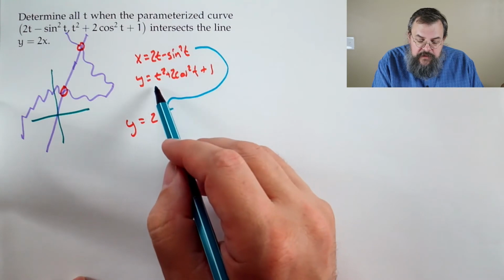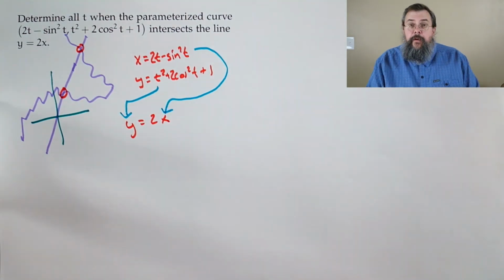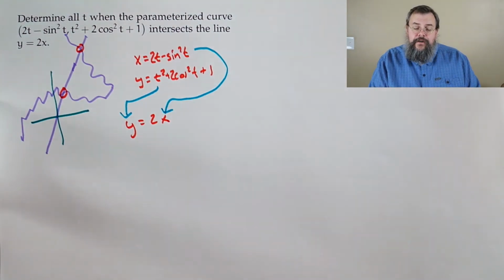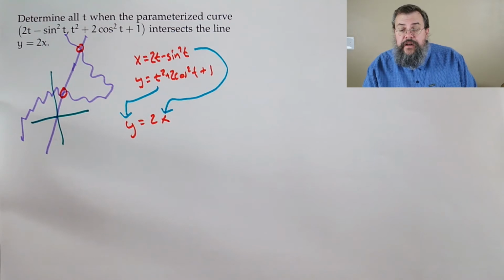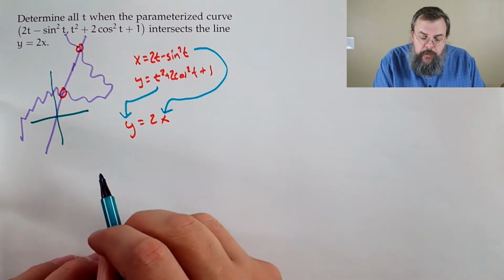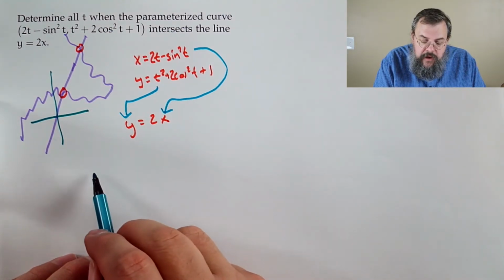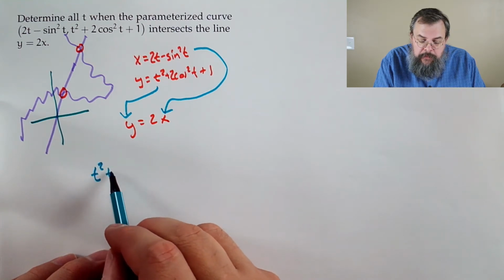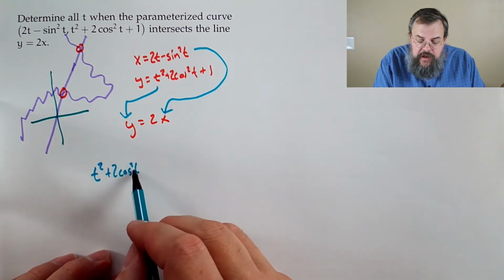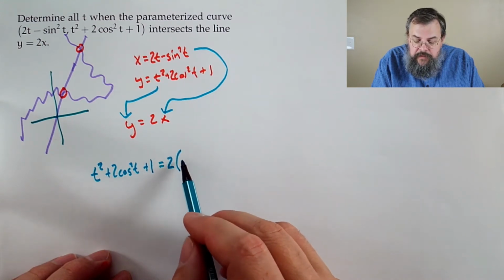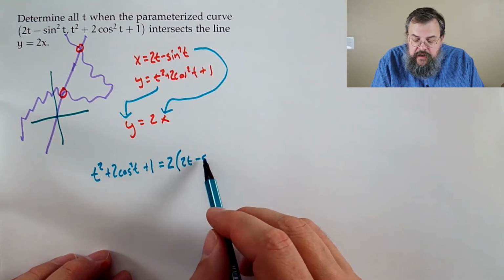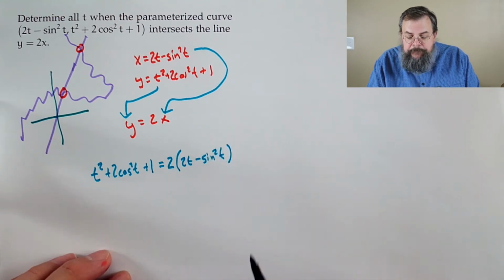And we'll take this expression for y and we'll substitute in for y. And now we'll get down to an equation only involving t. In particular, what will we get? Well, we'll intersect the curve y equals 2x only when t squared plus 2 cosine squared t plus 1 will be equal to 2 times 2t minus sine squared t.